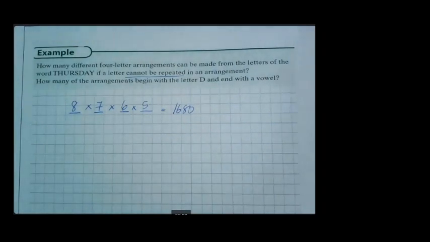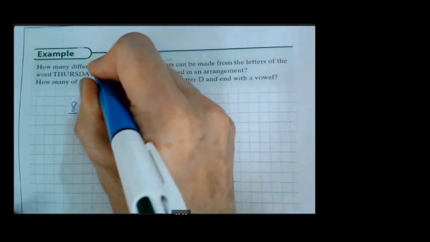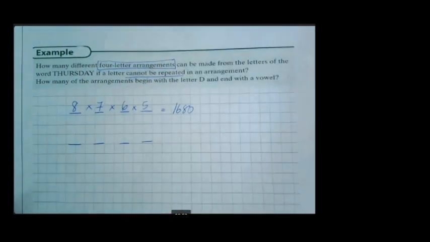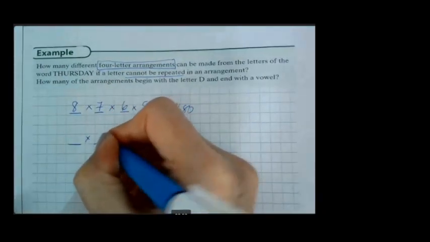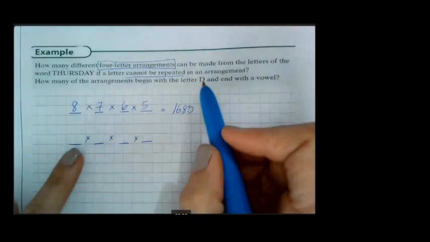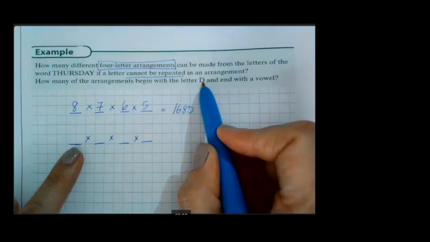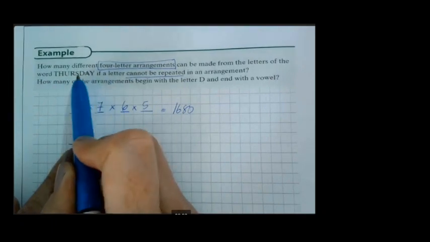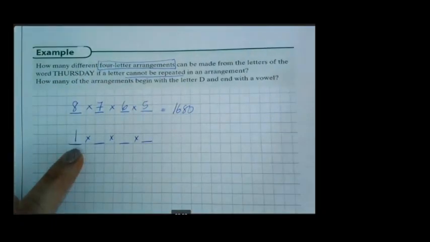Now, the second part of this question is asking how many of the arrangements begin with a D and end with a vowel. So we're still talking about 4-letter arrangements because they haven't specified otherwise. So I'm going to put my 4 positions up there, and I'm going to put my multiplication sign in between because I'm always multiplying my options. Now I need to consider what options I have for each of the positions. If it must begin with a D, and there is only one D to choose from, there's only one option then for putting that D in place in the first position.